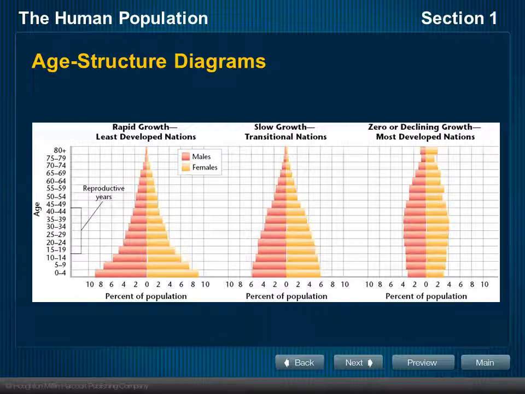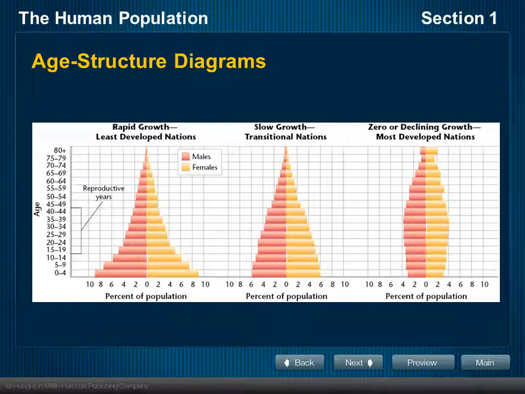If you look at the age groups, they are on the left axis, and the percentages are on the bottom. Wider at the base means that there are more younger people. So if you look at the rapid growth pyramid and you look at the 0-4 year olds, you have about 9% of the males and about 9% of the females in that 0 to 4 year old age group in the whole population. That means that your whole population is 18% 0 to 4 year olds. That's a significant number. It is almost 1/5.